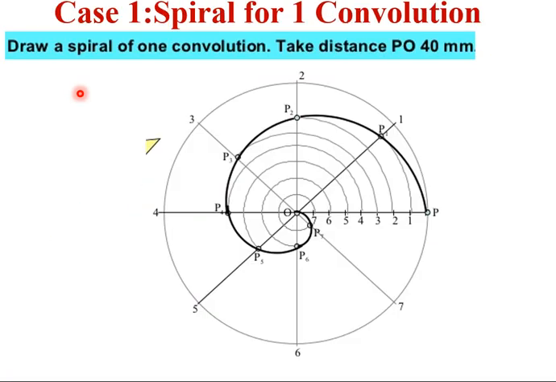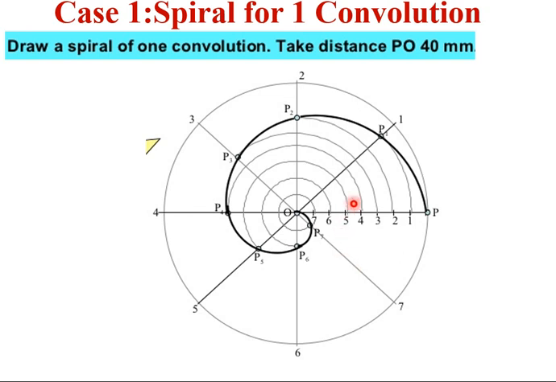This is the case 1. Now in this case the statement is very simple actually. Draw a spiral of one convolution, take distance of PO or OP as 40 millimeter. That means this is the length of the line. So length of the line OP is equal to 40 millimeter. Take any one point O, draw a line OP which is equal to 40 millimeter, and with O as center and OP as radius, draw a circle. Why draw a circle? Because this is giving us the path.